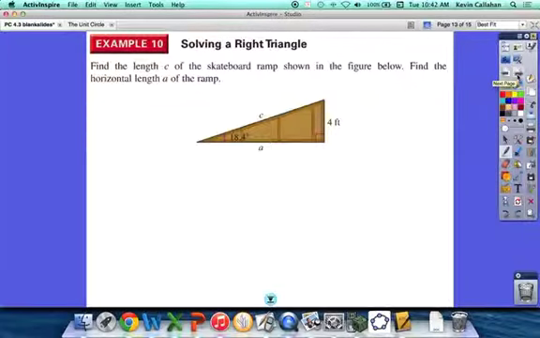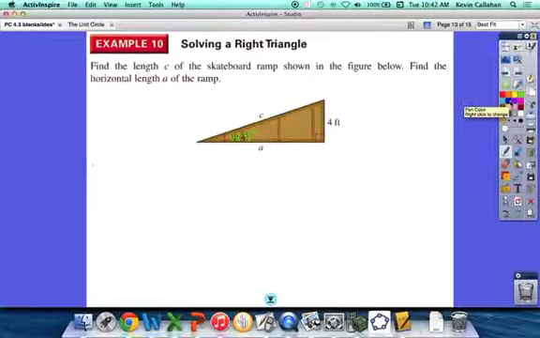And then everybody's favorite, skateboard ramps. Find the length C of a skateboard ramp, which is in the figure below. Now, what you can't see is this, let me write it in a different color that shows up, says 18.4 degrees. So, back to blue.